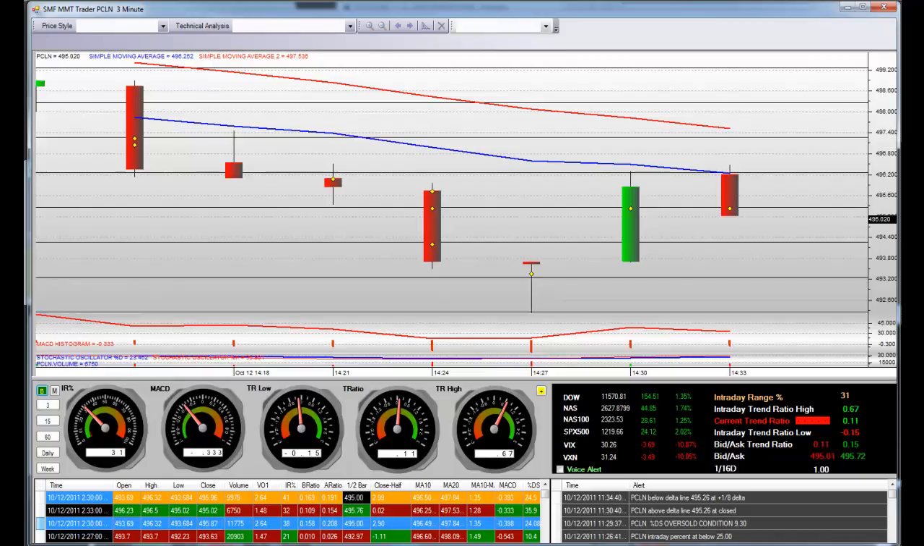Good job, Joel. Okay. That's how it works, SMF MMTs. That's the beautiful thing about being a market maker in 15 minutes. You made $8 movement when everyone else is waiting to get a $3 movement.